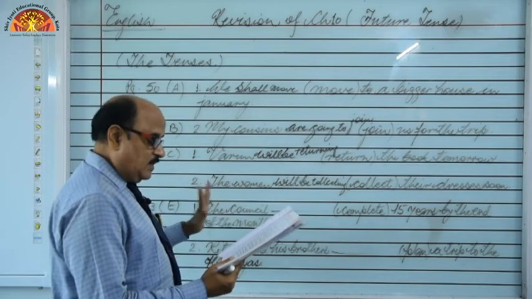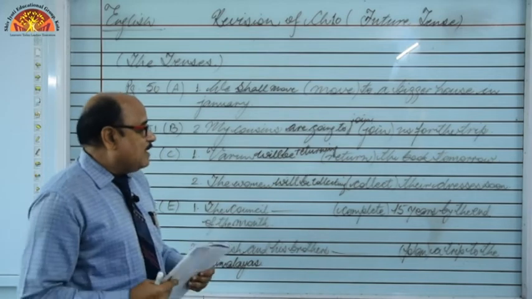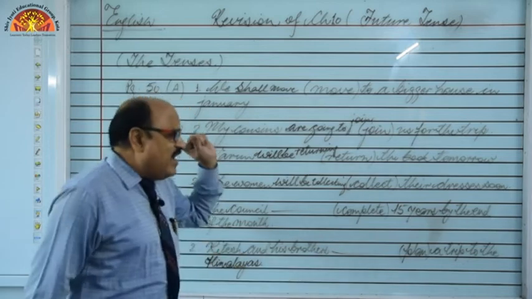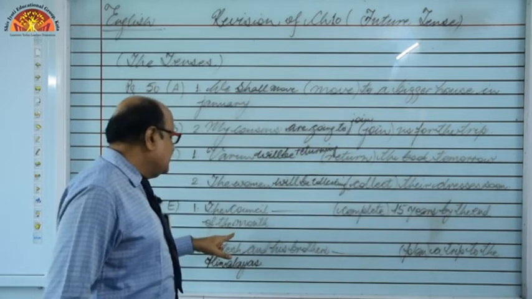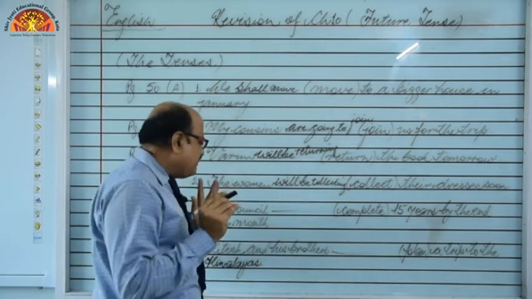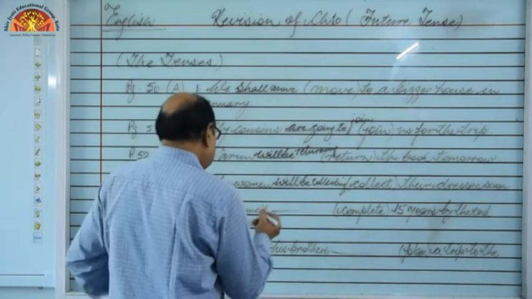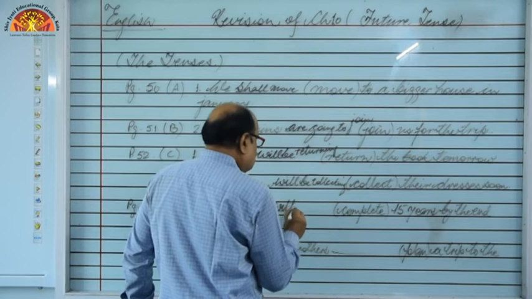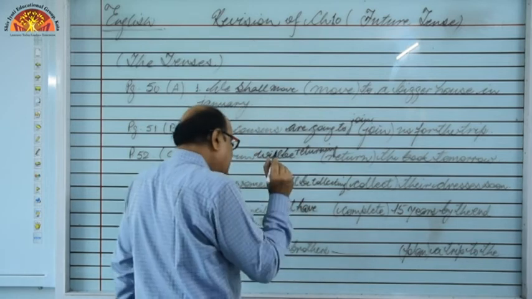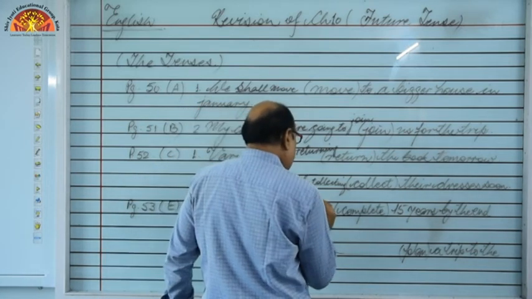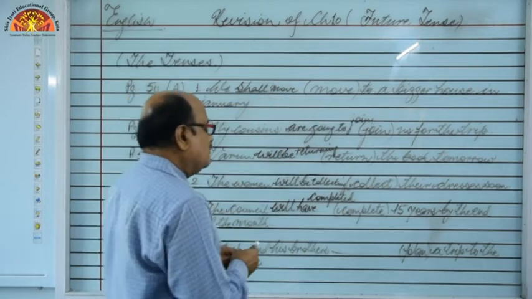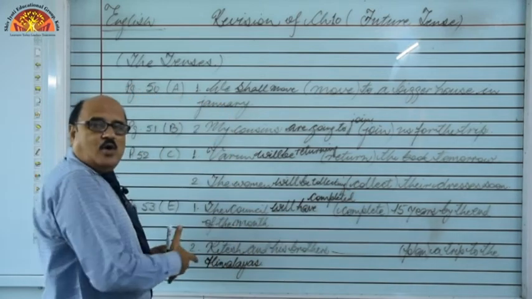The council blank complete 15 years by the end of the month. What I told you, whenever by plus time has been given to you, we have to go for future perfect tense only, right? So we'll use future perfect. What to use? Will, shall, have, and then the third form of the verb, will have completed. The council will have completed 15 years by the end of the month.